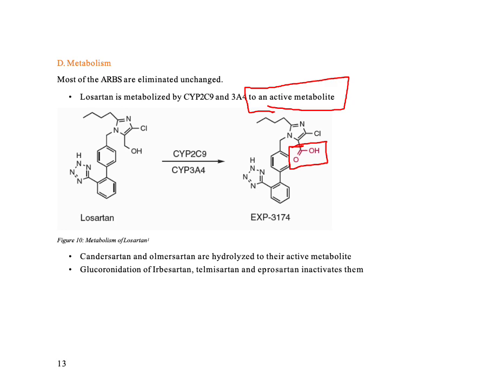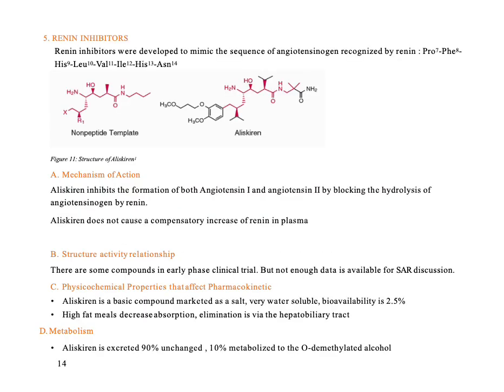Now let me move on to renin inhibitors. Renin inhibitors are also designed as peptidomimetics, so they're designed to mimic the sequence of angiotensinogen that is actually recognized by renin. Okay, and here is the structure. Here is the sequence that is recognized by renin. So it uses a non-peptide template, and then it puts the amino acids that are needed to mimic the sequence.